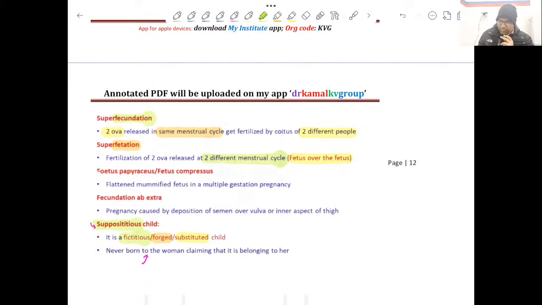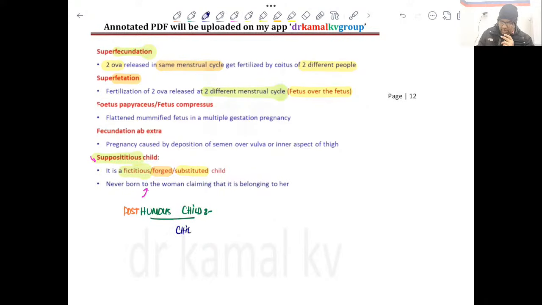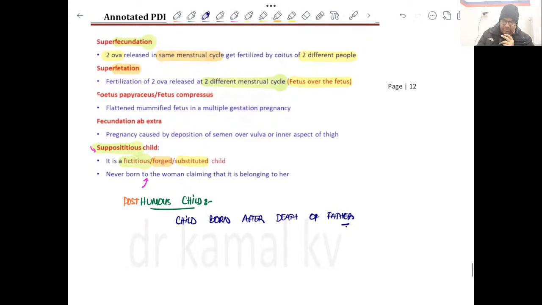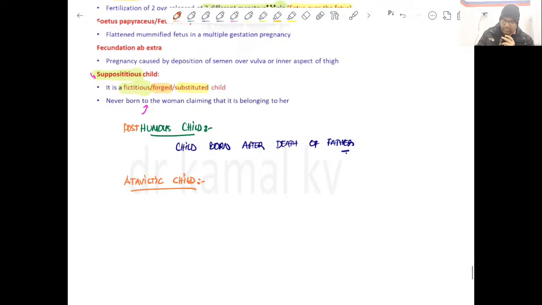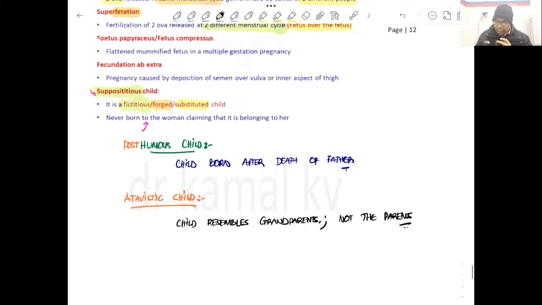Then there is one more term, posthumous child. I think most of you must be knowing this answer. This is a child born after death of father. Clear? Yes, absolutely right. This is posthumous. There is one more term, atavistic child or atavism. Now here the child resembles grandparents and not the parents. So that is atavism. Clear? Success, Mohammad Anas, both of you are absolutely right. So these are few terms which you should remember, and so that's enough for this session.